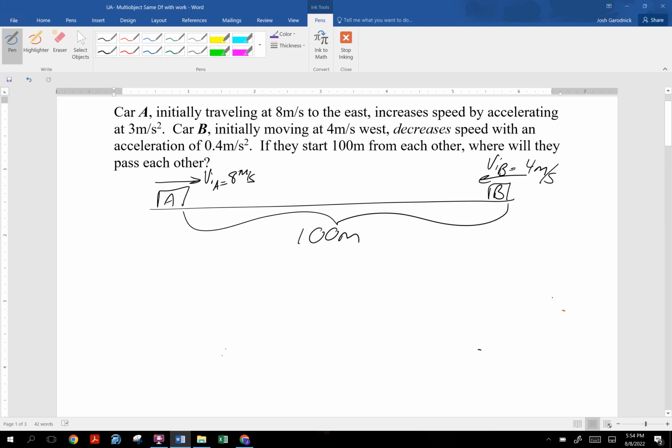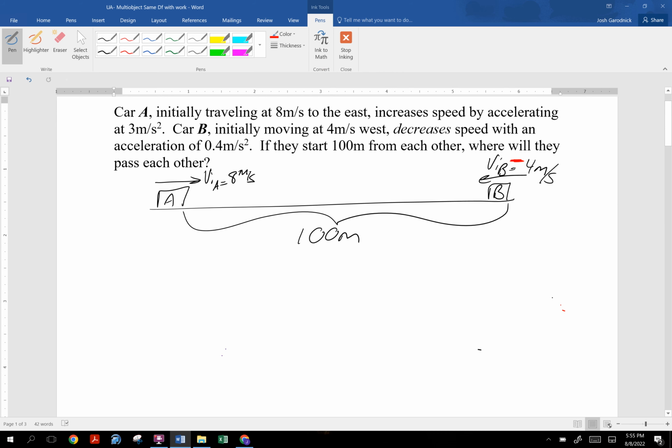What's up, peoples? This is a video to help you with a multi-object problem where the two objects will end up meeting at the same place at the same time, and their speeds are changing, and therefore they are accelerating. So far I've drawn a picture to show that car A is moving to the east at 8 meters per second, and car B is moving initially to the west at 4 meters per second. But when you see that word west, that should be screaming at you that we need to make the initial velocity negative. A negative velocity means moving in the negative direction.